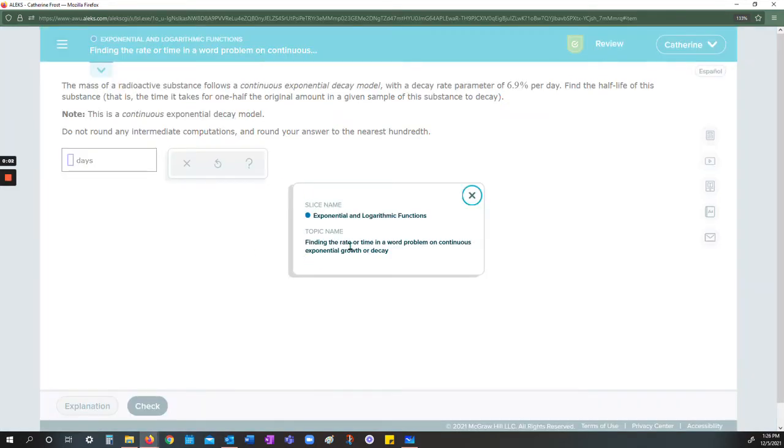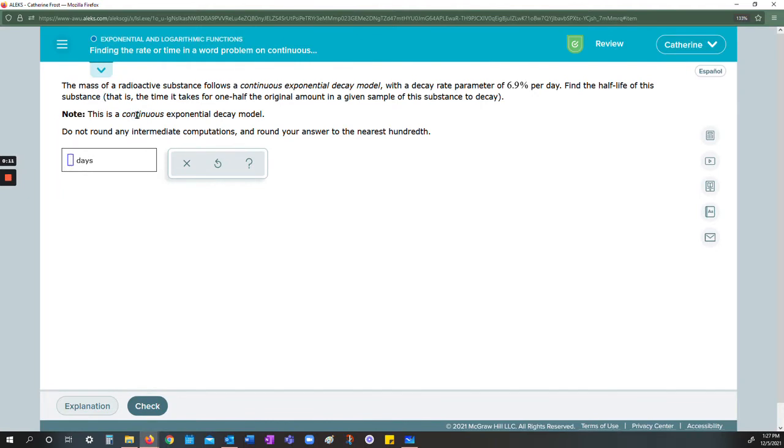This topic is finding the rate or time in a word problem on continuous exponential growth or decay. So we have the mass of a radioactive substance following a continuous exponential decay model. So that word continuous is super important. With a decay rate parameter of 6.9% per day. Find the half-life of this substance. That is the time it takes for 1/2 the original amount in a given sample of this substance to decay.